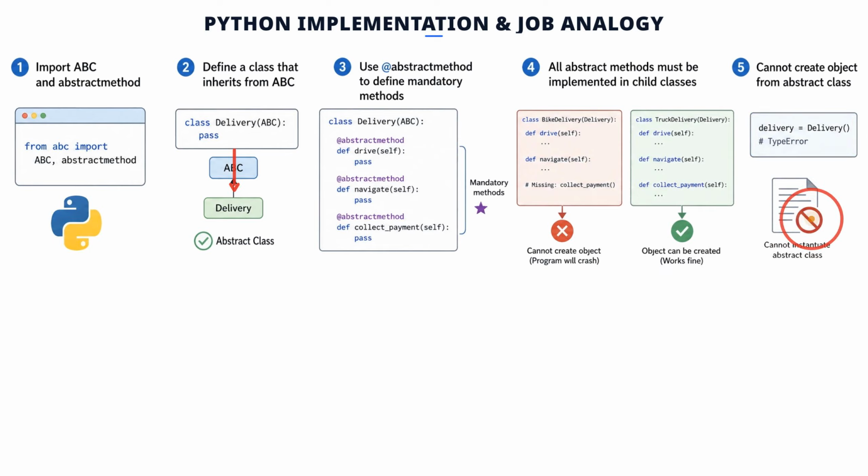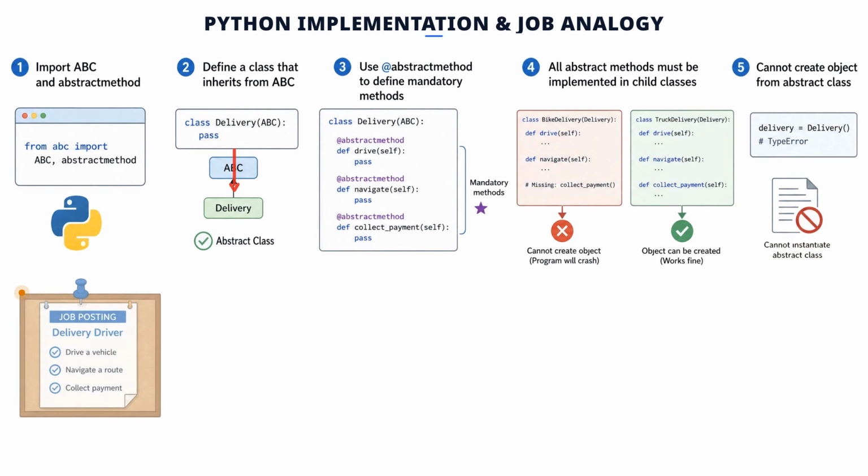To make this super intuitive, a useful way to view this is that an abstract class is just a job description, while the child class is the actual employee performing the work. Imagine a job posting pinned to a notice board. This notice represents our abstract class. It lists the requirements for a delivery driver. The applicant must be able to drive a vehicle, navigate a route, and collect payment.